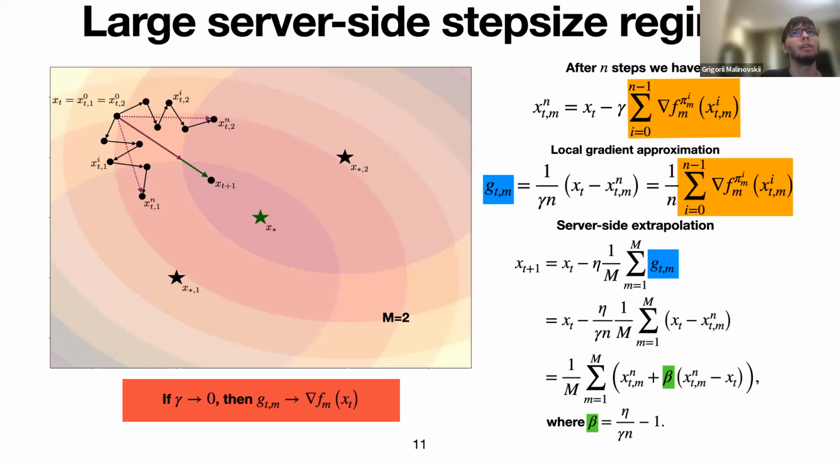Yeah, thank you, Peter. And I want to add that we keep this direction, but since we scale our GTM by the gamma n factor, we get a really tiny thing if gamma goes to 0, because x_t minus x_n^t also goes to 0, but in the limit we get just the gradient.